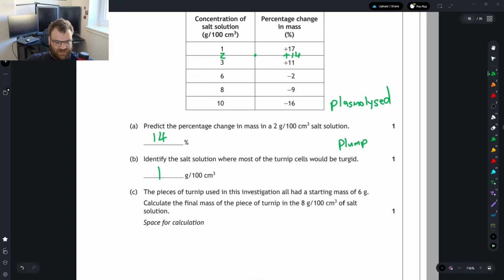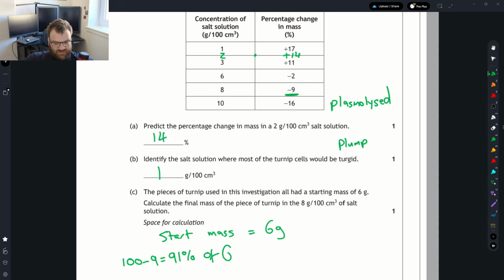Okay, they told us they all have a starting mass of 6 grams. Calculate the final mass of a piece of turnip in 8 grams per 100 centimeter cubed. Okay, so we have start mass equals 6 grams. And at 8, they're saying that it's going to go down by 9%. If you're starting at 100% and you take away 9, we will be at 91% of our starting mass. Now I find the easiest way to do percentages as well: 91 out of 100 is 91%. Times by 6.